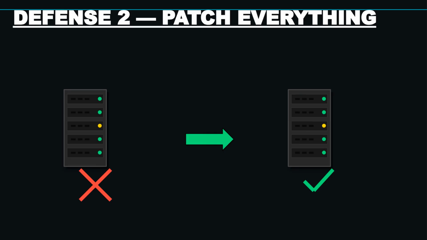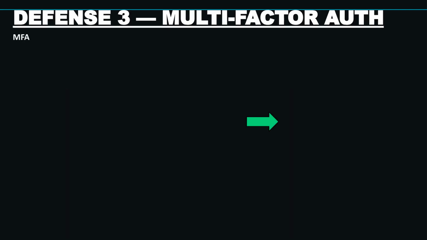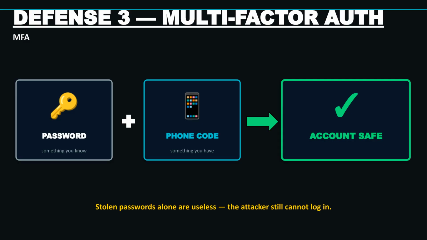Defense 2 is patching everything. Most major attacks exploit known vulnerabilities that had patches available for months. Apply security updates promptly on all systems and servers. Defense 3 is multi-factor authentication, or MFA. Even if attackers steal a password, they cannot log in without the second factor. MFA blocks the vast majority of credential-based attacks.